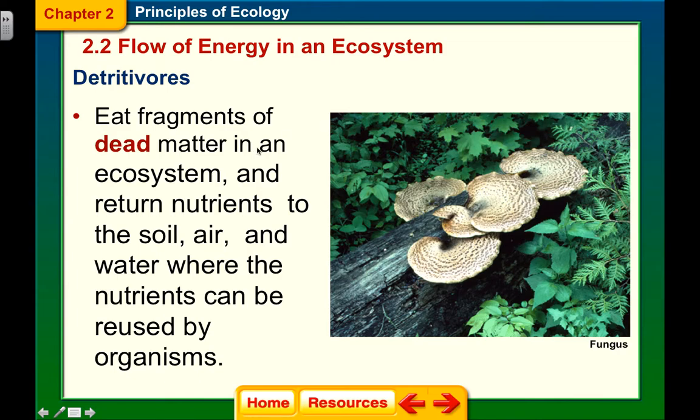There's also a category of organisms called detritivores, and these are things that eat fragments of dead or dying things in an ecosystem. Decomposers are a subcategory of that, like mushrooms and fungus. And they will return nutrients to the soil and air eventually, in some cases not directly, but they return the nutrients to the ecosystem where it can be reused and recycled. And that recycling is something we'll talk about next section.